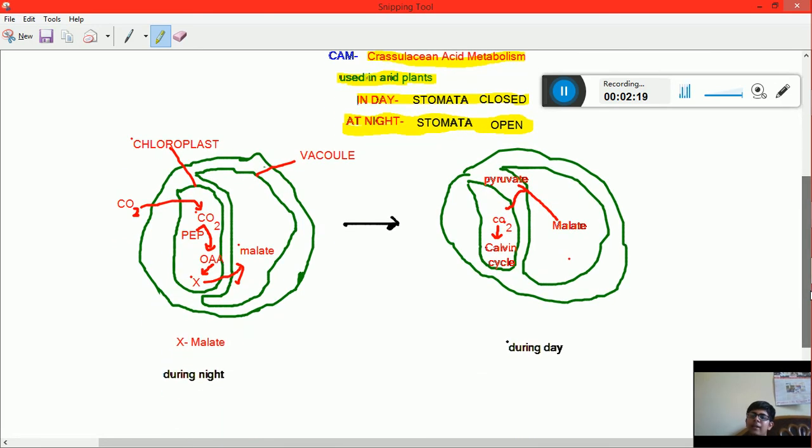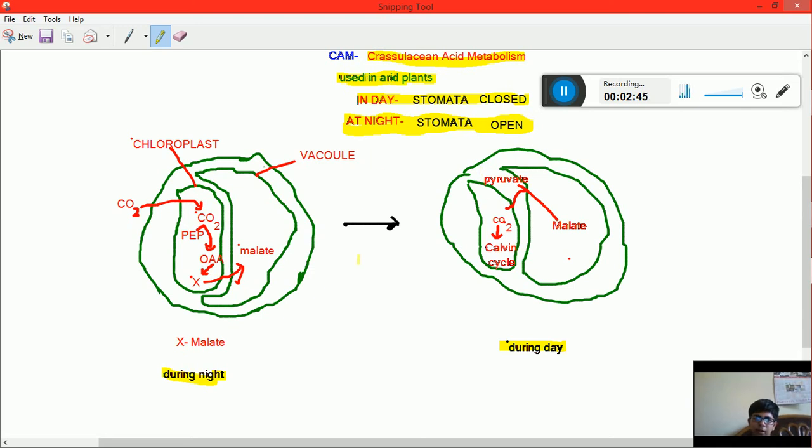So why is the CAM cycle used? Because it helps in conservation of water in arid plants in desert regions. It is used in various plants like cactus, acacia, baobab, and many other plants present in the desert region. We will now discuss the CAM cycle in detail. There are two stages in the CAM cycle: the night stage and the day stage. These two stages are based on the fact that stomata are open at night and closed in the day, as I have told you above.